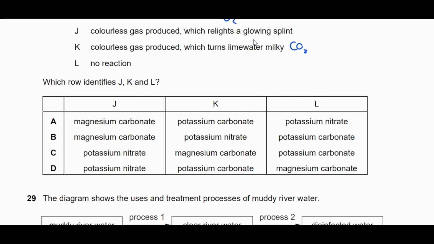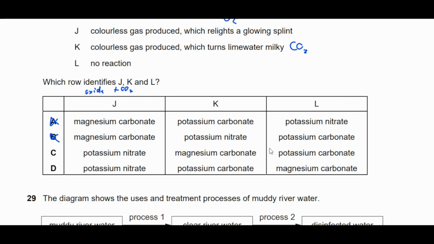So, in order to produce oxygen, you need, okay. So when you heat magnesium carbonate, you get oxide plus CO2, right? So therefore, A and B is wrong because to get oxygen, you need to heat potassium nitrate instead. You cannot heat a carbonate to get oxygen, right? So next, between K and L, turns lime water milky. So they're both carbonate, so they will both turn lime water milky if you produce the colorless gas.